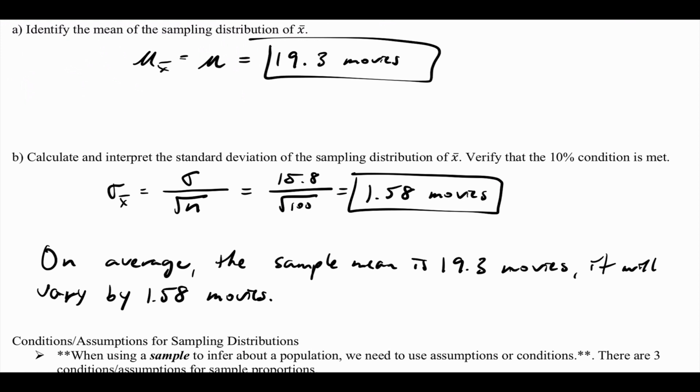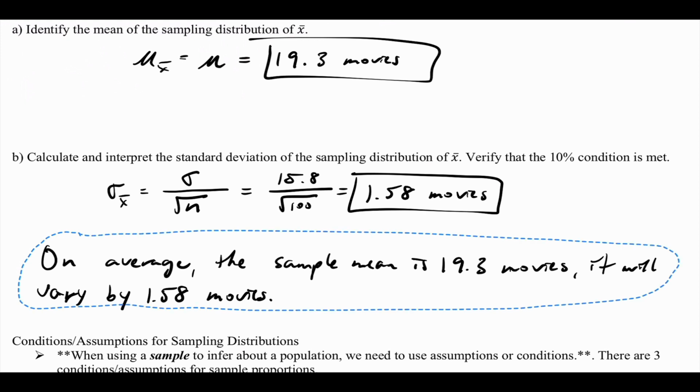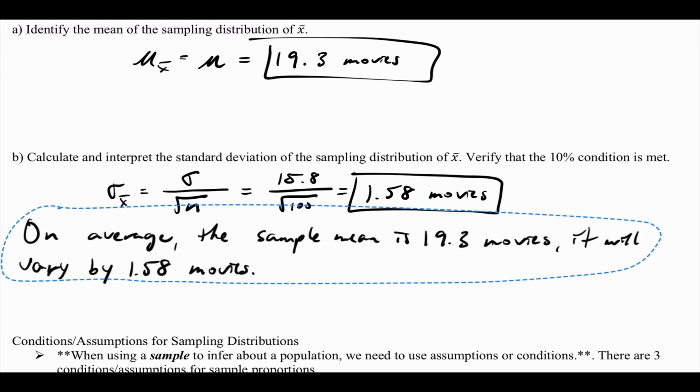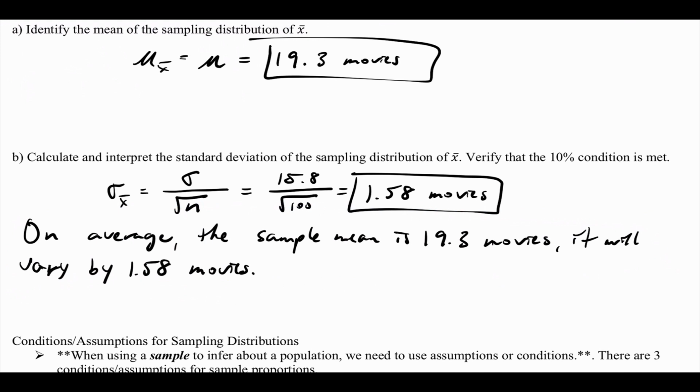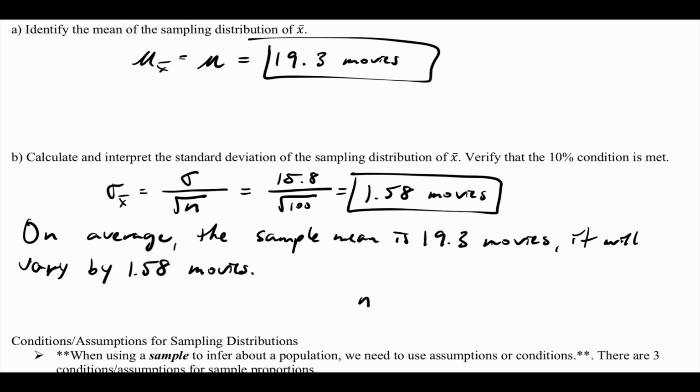And then we have to verify the 10% condition now. Yep, we still have to do that. So verify the 10% condition. The 10% condition for means is exactly the same as the 10% condition for proportions. We have to see that n is less than or equal to 10% of big N.